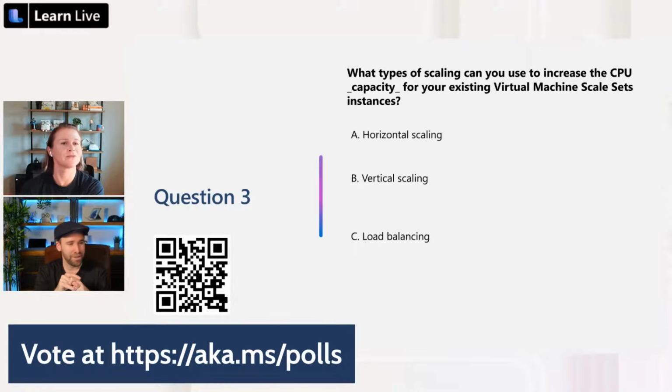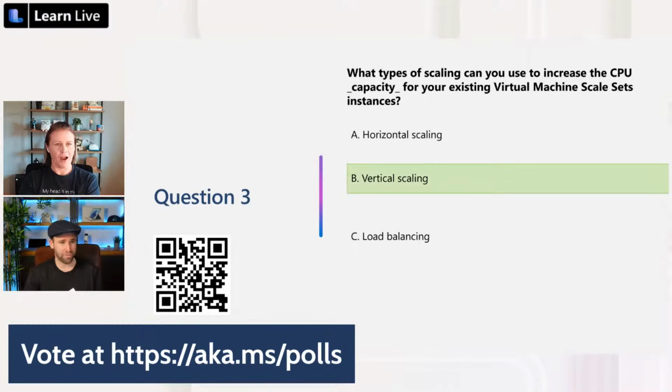So what should we think? I think the keyword is existing. You're scaling existing sets, so you increase the CPU capacity of the existing virtual machine scale set instances. So each instance gets more CPU, and that is obviously vertical scaling. Good job, Thomas, thank you.